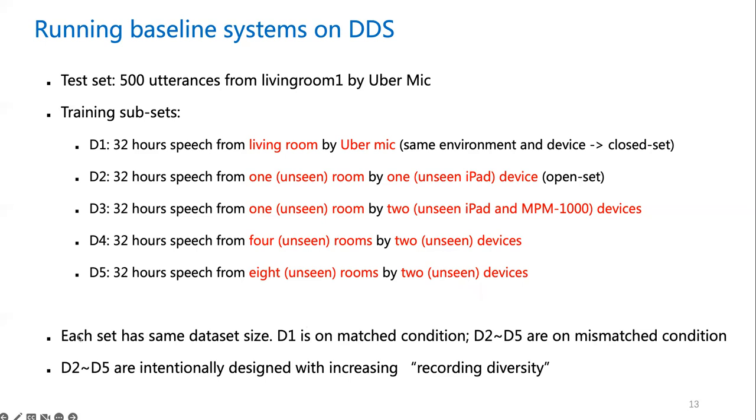So in summary, each subset has the same dataset size, the dataset duration, which is 32 hours. The D1 is on matched condition, and D2 to D5 are on mismatched condition. Also, from D2 to D5, they are intentionally designed with increasing recording diversity in terms of recording environment and recording device.